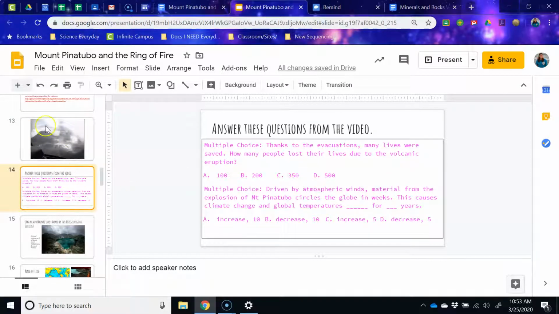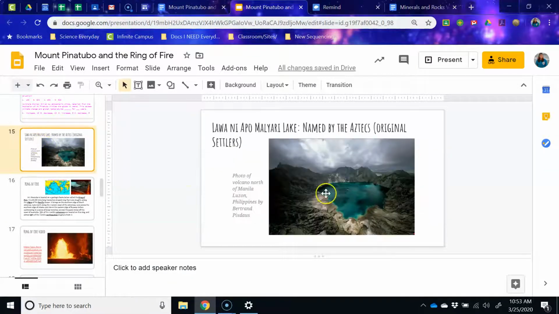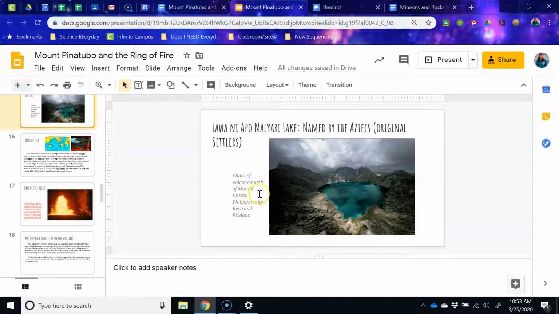Then we got more questions from what you watched. These are actually video questions. It tells you in the directions. It's video questions. Alright, so then we can see after it's over, a photo of the volcano north of Manila, Luzon, Philippines. So you can see what it would look like after it. This is called a caldera. I think that's one of the questions that you had was about a caldera. It's basically the sinking in of what is left of a volcano, and a lot of times they form these lakes like this in this picture.